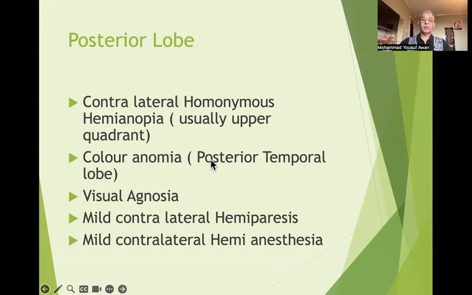Color anomia: a posterior temporal lobe lesion will cause the patient to be unable to name colors. Visual agnosia: the patient cannot recognize the thing they are seeing. There will be mild contralateral hemiparesis and mild contralateral hemianesthesia with the posterior temporal lobe problems.